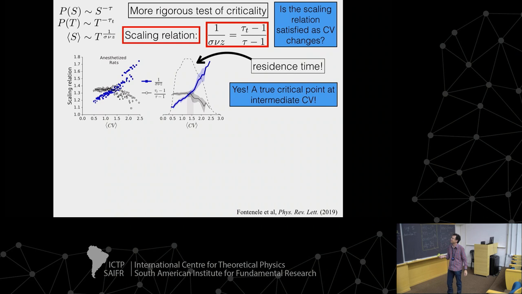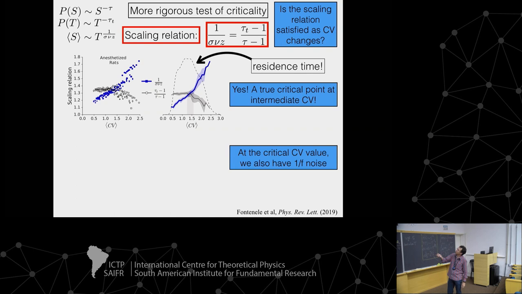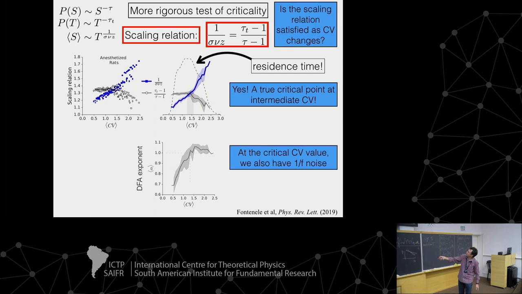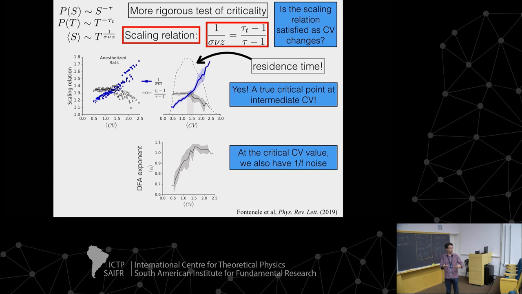Also, as a curiosity, at the critical CV value, which is around 1.5, we also have 1/f noise. So if you make the same CV axis here, the DFA exponent is always non-trivial, away from 0.5, and it goes to 1, which is the longest possible time correlation you can have, precisely at the same point, the same CV value. So you have convergent signatures of criticality, very stringent ones, with this extra one on top of that.